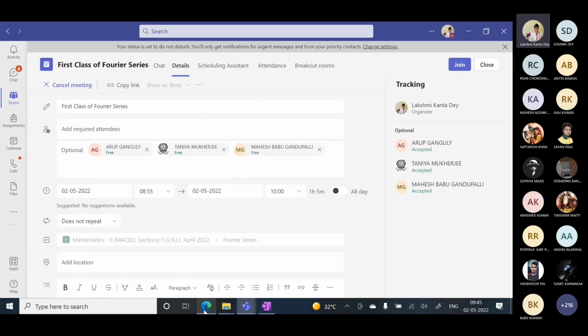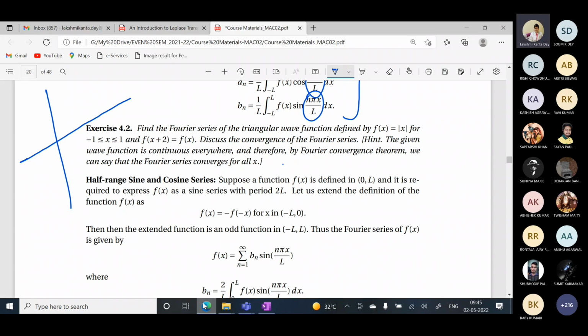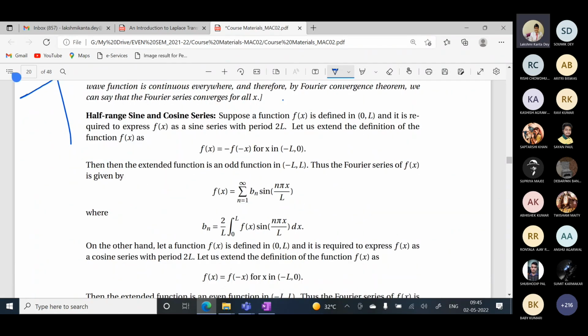Half range Fourier series and half range sine and cosine series. The idea is like that. Suppose your function f(x) is defined in the half interval 0 to L, and it is required to express f(x) as a sine series. It is said in advance that you have to express the given function in terms of a sine series. This is important. What is the period? The period is twice L, but your domain of definition was initially 0 to L, the half. That is why the terminology half range is coming.